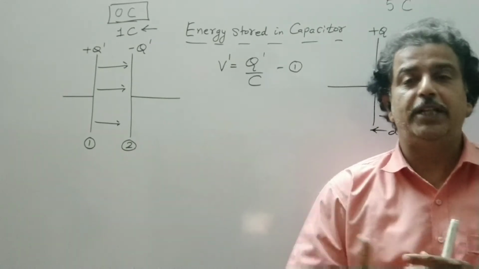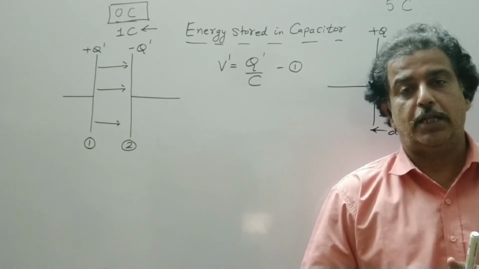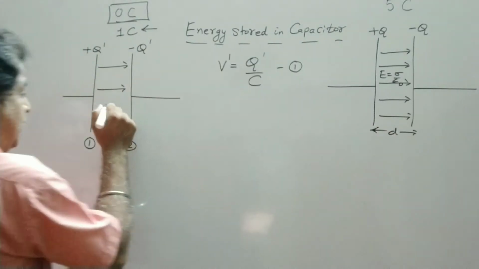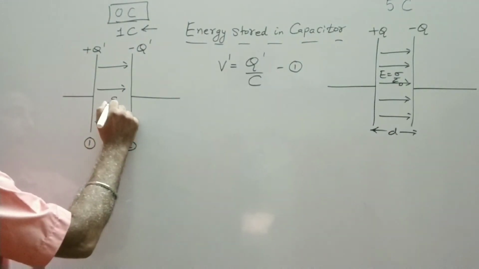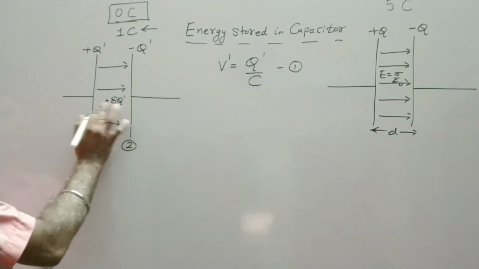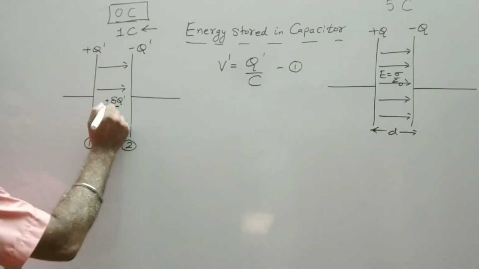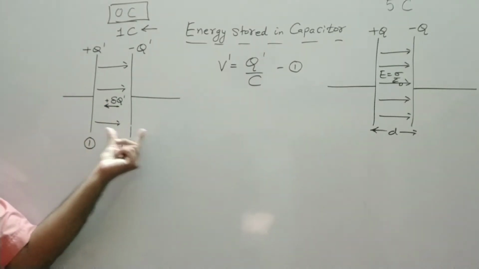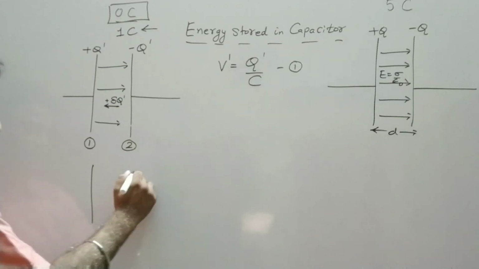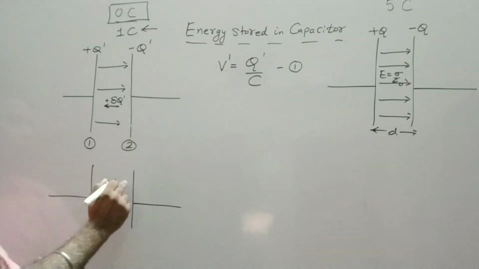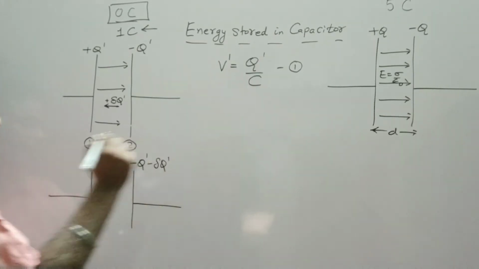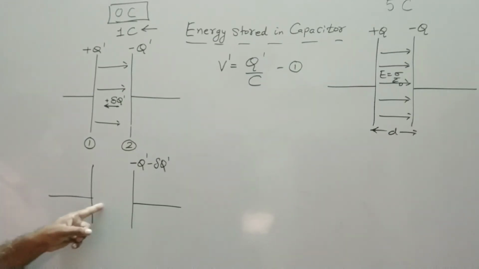Now the work has to be done to move a unit positive charge from one plate to the other. So we assume that a small amount of charge delta Q dash, plus, that is a unit positive charge, is moved from plate 2 to plate 1, or conductor 2 to conductor 1. So what will happen in this situation? The charge on this plate becomes minus Q dash minus delta Q dash. The positive charge has been removed from it.